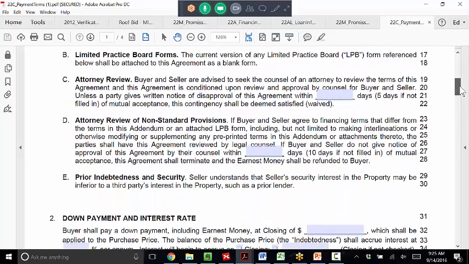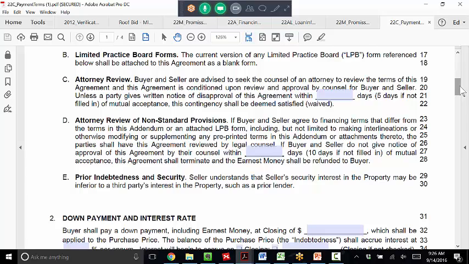Paragraph 1C, attorney review. Buyer and seller are advised to seek the counsel of an attorney to review the terms of this agreement, and this agreement is conditioned upon review and approval by counsel for buyer and seller unless a party gives written notice of disapproval of this agreement within blank days of mutual acceptance. This contingency shall be deemed satisfied. So it by default gives both buyer and seller the chance to go get it looked at by an attorney. It doesn't force them to. It advises them to, but it also will expire if they don't take advantage of it.